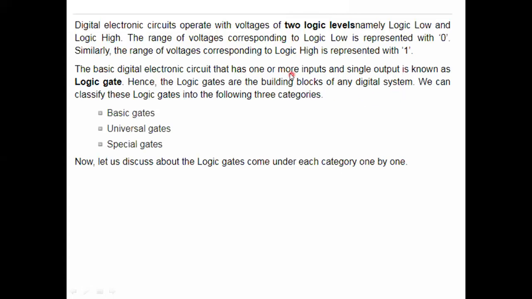To design any digital system, we are using logic gates. If we want to design a digital system, we compulsorily need logic gates. That's why we learn what logic gates we are having, how the operation is performed in each logic gate, and the truth table. So that we learn in today's class.